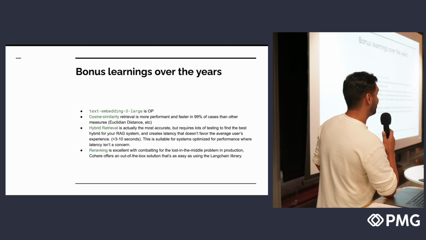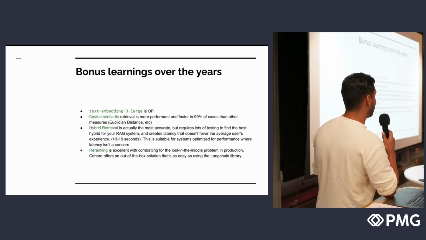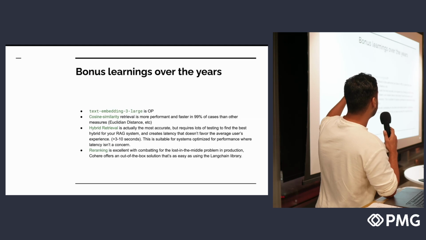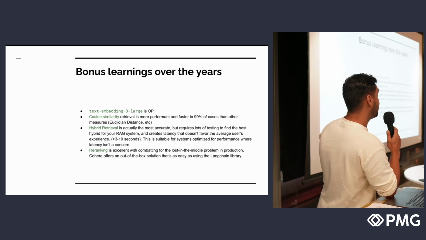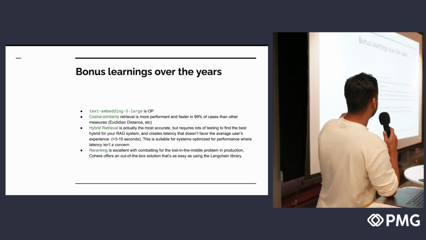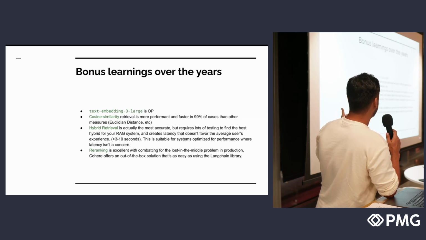Hybrid retrieval is actually the most accurate, but it ends up taking 30 seconds to a minute, which is detrimental to the user experience, where they don't want to wait more than 10 seconds. So in those cases, you want to use cosine similarity, but you can test the type of hybrid retrieval that would work best for your system, and then implement that for things like document processing, et cetera. Re-ranking is also an excellent way for combating the lost in the middle problem. Cohere offers an out-of-the-box solution that's as easy as using some Python library. So definitely implement that.